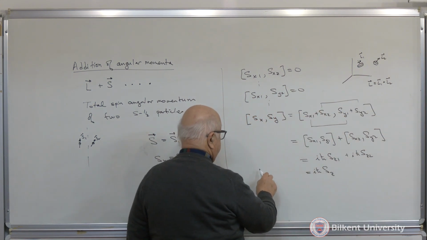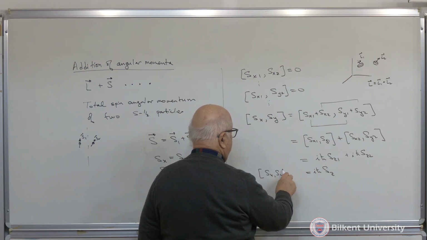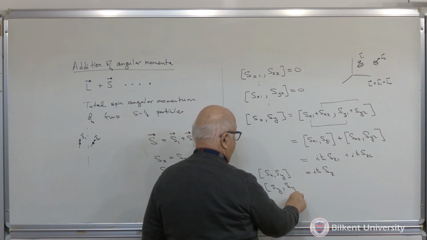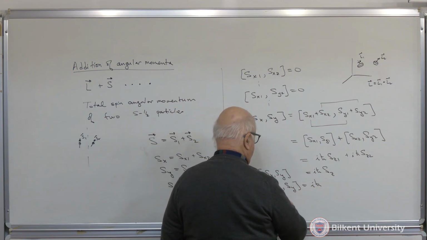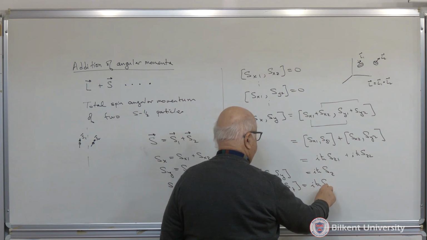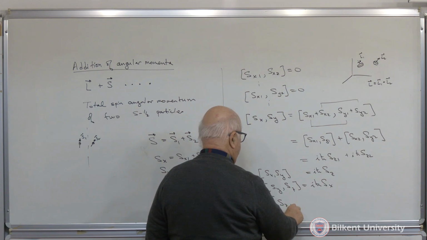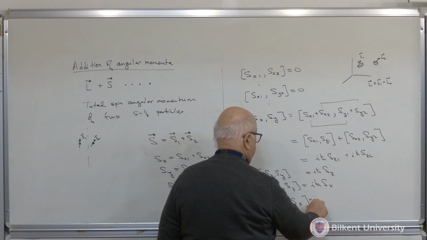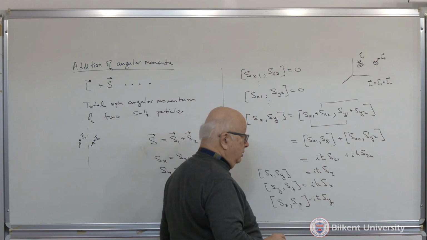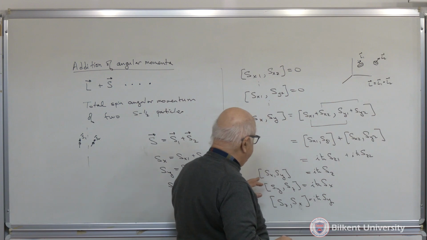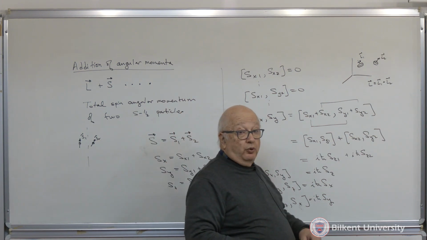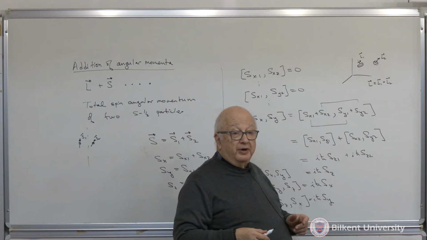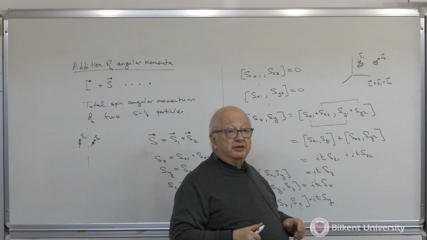But you see now what happened. Let's just write this down. Sx, Sy is equal to that. And again, I can just generalize this to other components. Sy, Sz is going to be i h bar Sx, and Sz, Sx is going to be i h bar Sy. So this object, this total S, is also an angular momentum operator, perhaps not too surprising, and that will have its own eigenstates.